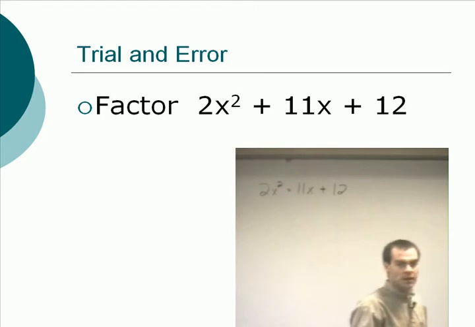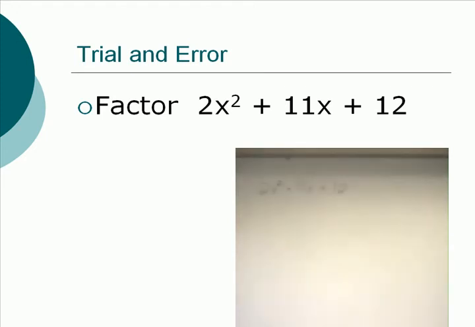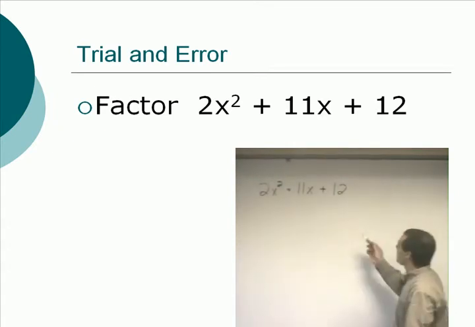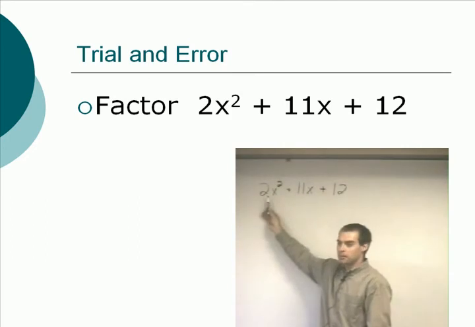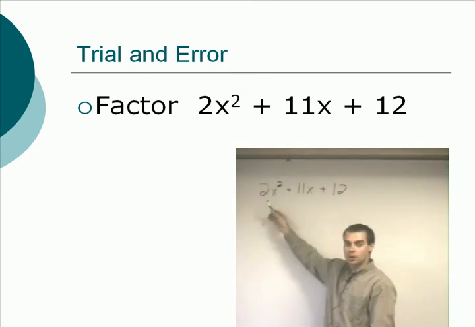First thing you look for is greatest common factors. Any common factors up there? No, there's not. Okay, so that's off the table. It certainly isn't a difference of squares because there's 3 terms. Our leading coefficient is not 1. Bummer. So trial and error.